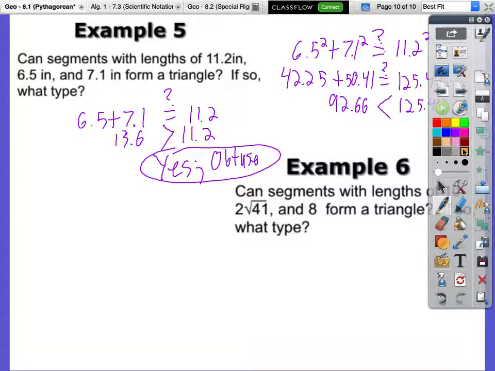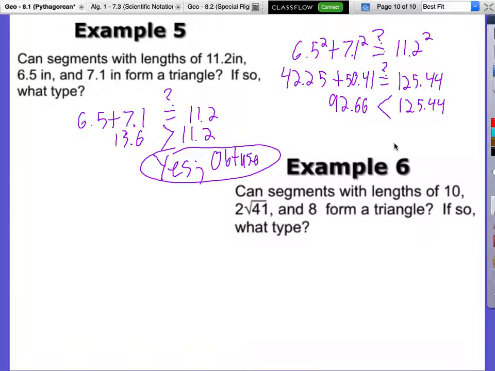Hey, I want to quick talk about the setup on 6. We're not going to solve this one, but I want to talk about the setup on 6 real quick. So please buckle up and listen with me here real quick, okay?